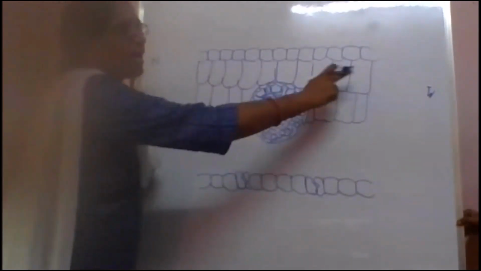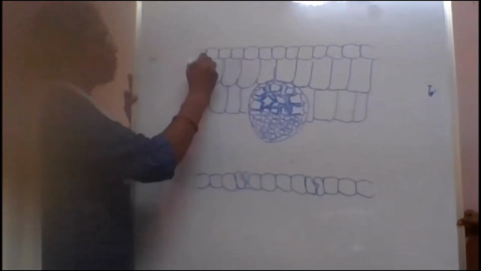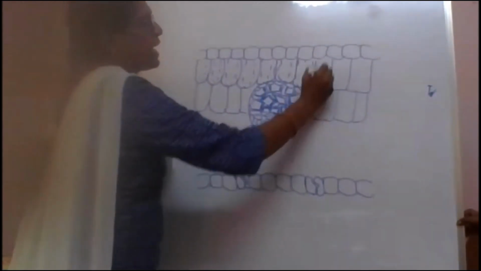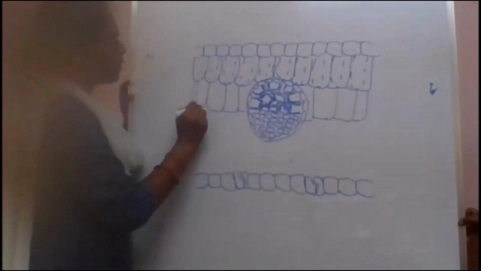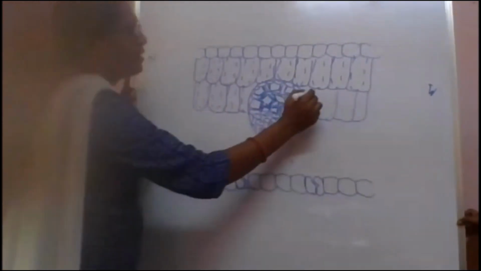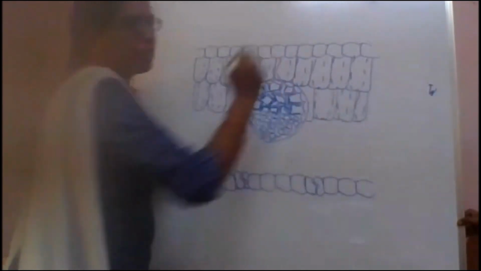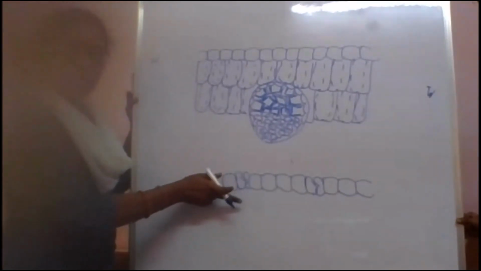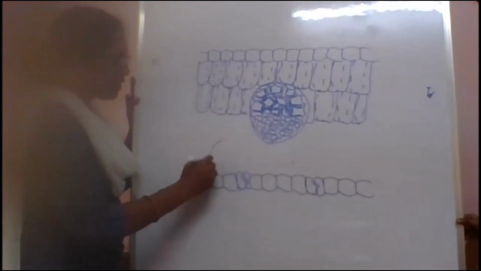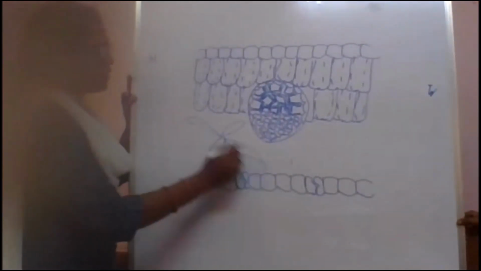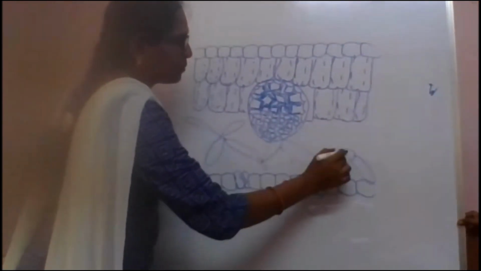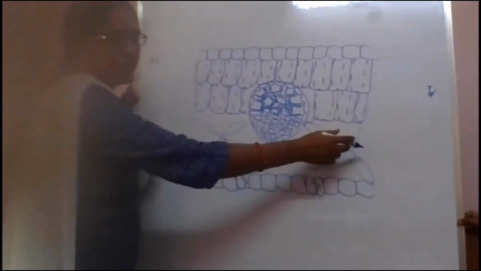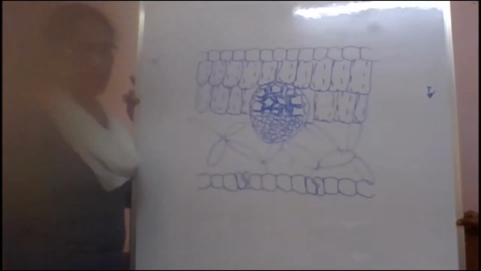Why? Because the upper part has the palisade, which consists of more chloroplasts. Why? Because this part of the leaf will be exposed to sunlight. As it gets exposed to sunlight, this part will receive more energy. Whereas this part, as the stomata are there which have to allow the carbon dioxide to enter into the leaf, here you are going to have the air spaces. So you have the tissue which is very loosely arranged, which is called the spongy parenchyma. These are the air spaces which will allow the carbon dioxide to reach inside the tissue.